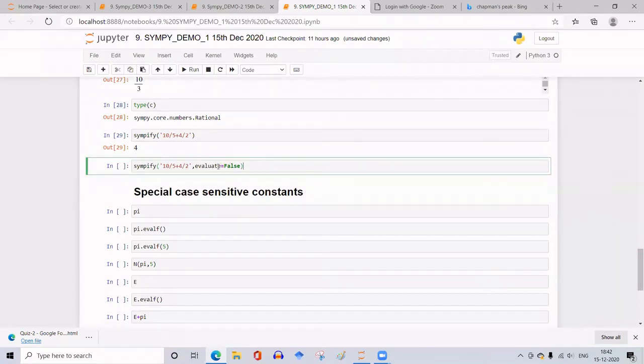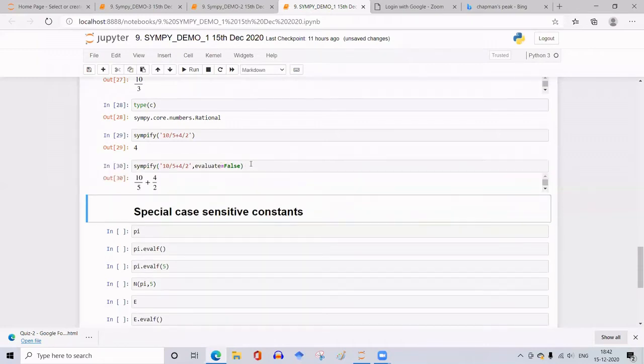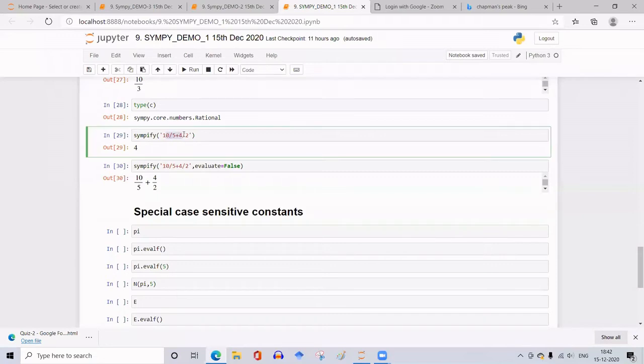Yes, ma'am. Okay. Suppose I don't want to simplify it, and want to get it in the form as it is, typed properly like this in the rational form, then make evaluate equal to false. By default, it will be true. So that is why when you run this, you get the simplified answer. If you make it false, you will get 10 divided by 5 plus 4 divided by 2 like this.